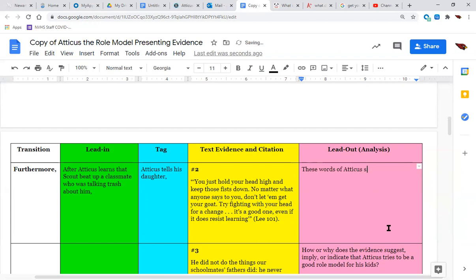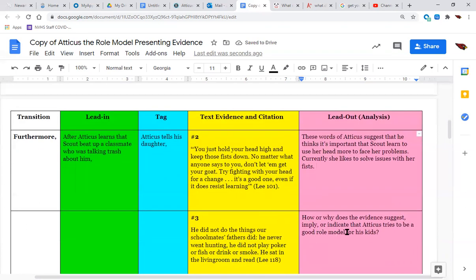These words of Atticus suggest that he's interested in, no. He thinks it's important that Scout learn to use her head more to face her problems. Currently, she likes to solve issues with her fists. I mean, the whole point is that I'm trying to prove through this piece of evidence that Atticus tries to be a good role model for his kids. So I have to come back to that in the lead out.